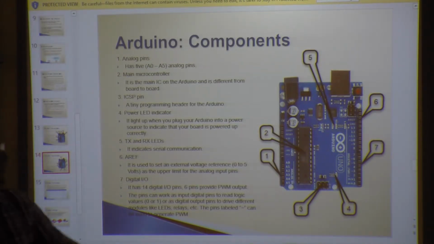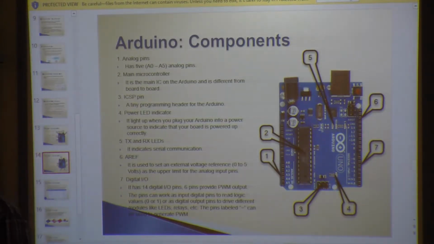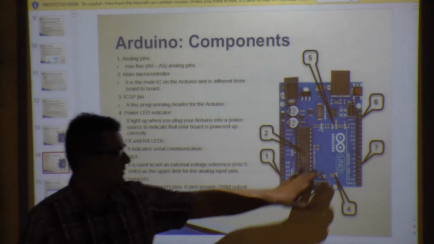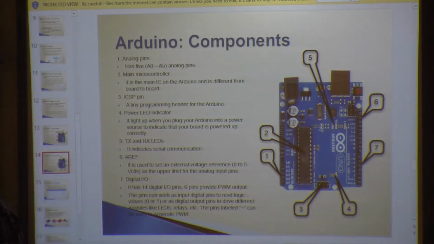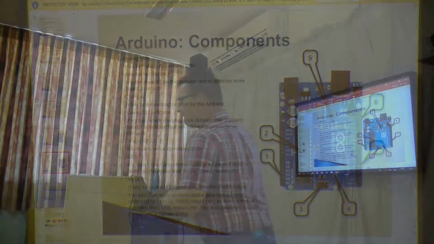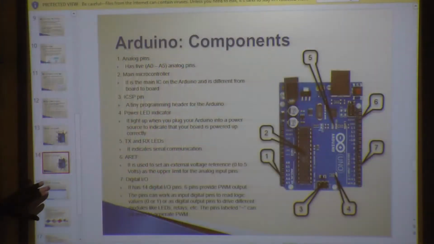There's also two lights to indicate that there's serial communication happening. And then we have a reference voltage which can be given, and then you also have your digital output pins. So that's the main structure or components towards it.